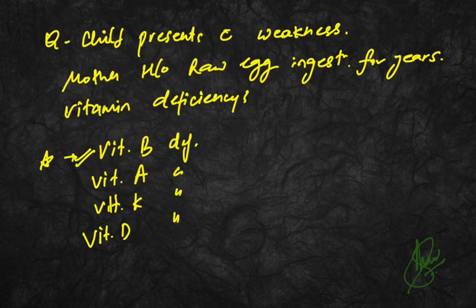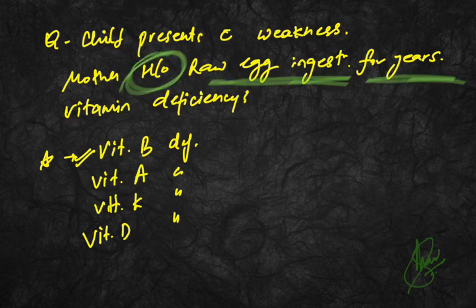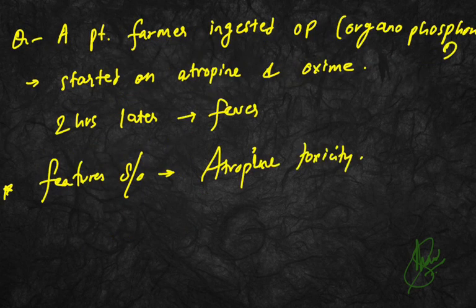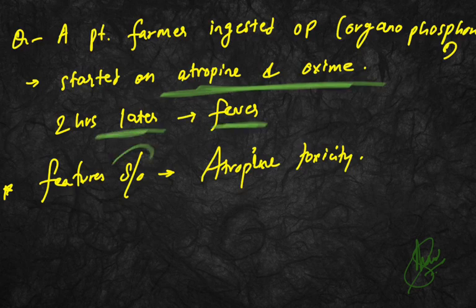Now, a child presents with weakness, and the mother has a history of eating raw eggs for years. Which vitamin deficiency is it due to? It is due to vitamin B deficiency, not due to A, K, and D. A farmer by occupation ingested organophosphorus and was started on atropine and oximes, and 2 hours later he developed fever. So these are features suggestive of atropine toxicity.